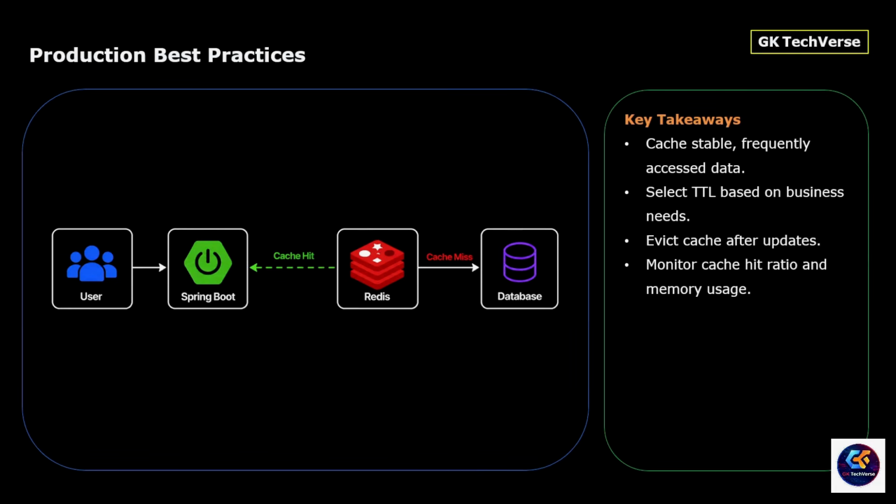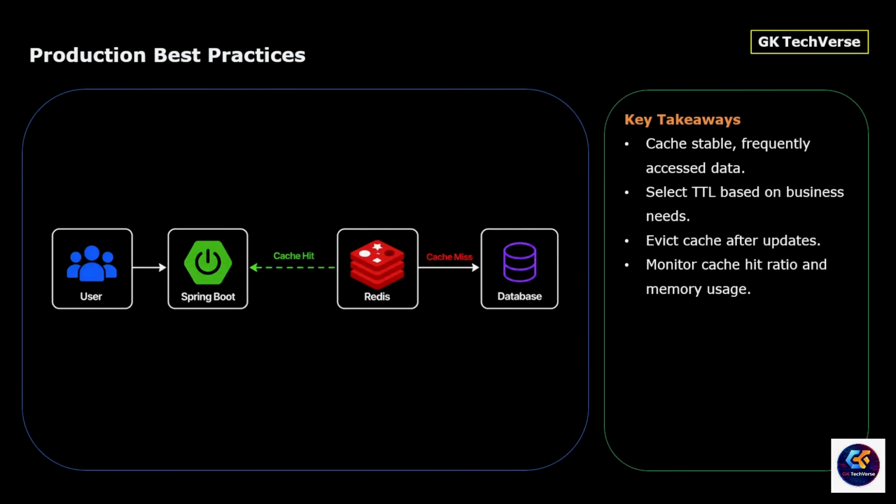Choose TTL based on your business requirements. Static data can have a longer TTL. Highly dynamic data should use a shorter TTL or sometimes should not be cached at all. Finally, always monitor your cache hit ratio. A low cache hit ratio may indicate that your TTL is too short or your cache keys are not designed effectively. Redis is a powerful tool, but its effectiveness depends on thoughtful cache design. When used correctly, it reduces database load, improves response times, and helps applications scale efficiently.